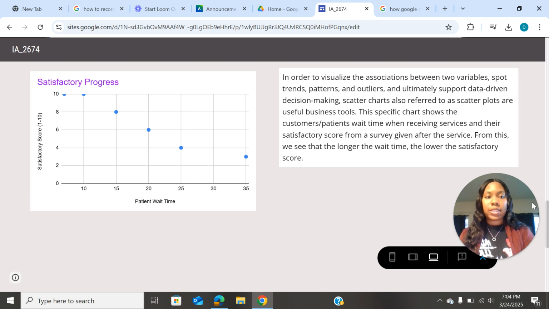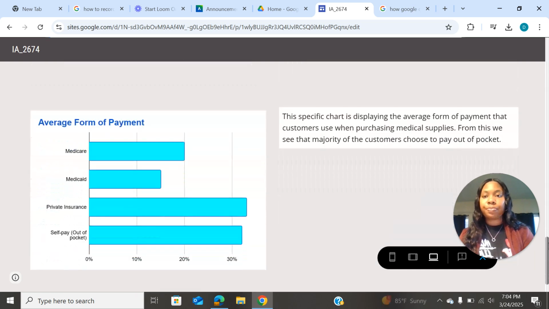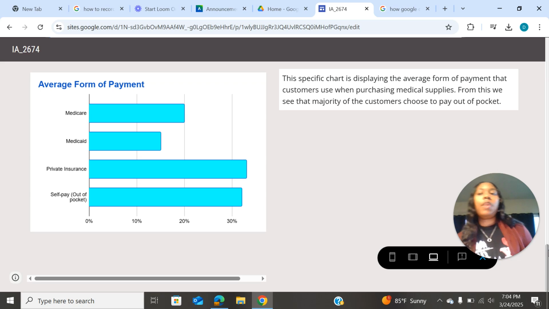So now let's see, we're going to go on to this chart right here, which is showing the average form of payment, which is very big in the medical industry, whether it's for a hospital, a clinic, a doctor's office, therapy, anything, and even a medical supply business, which we now see that this is based off of. Form of payment is very big. So this is displaying the average form of payment that customers use when purchasing medical supplies from D12 Medical Supply Company.